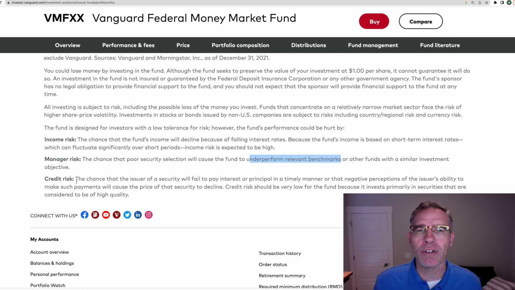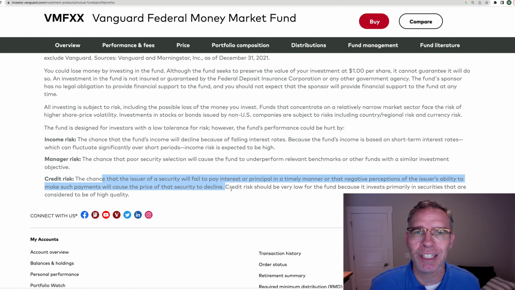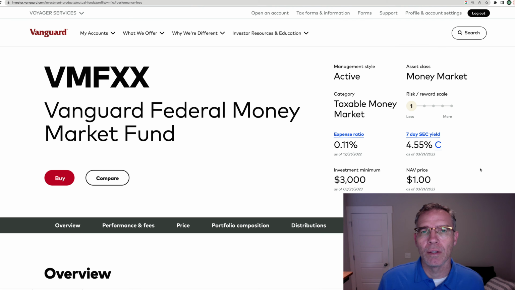Lastly, you need to know that there is some credit risk here. Now, they're investing in very, very secure funds, but remember, nothing is absolutely secure. There is the chance that the issuer of a security will fail to pay interest or principal in a timely manner, or that negative perceptions of the issuer's ability to make such payment will cause the price of that security to decline, in which case the value of your VFMXX could also decline.